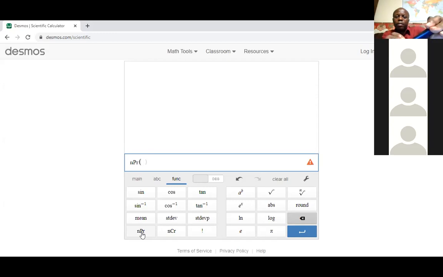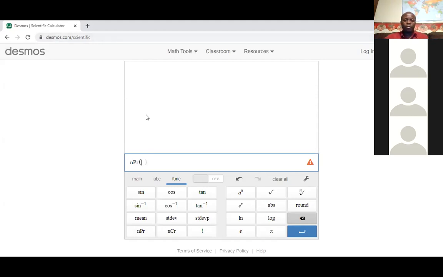Do you have to pay for Desmos online? No, this one is free. Yeah, it's free. Just look at it. Can you see the website here? Once you type desmos.com/scientific, it will bring it up.